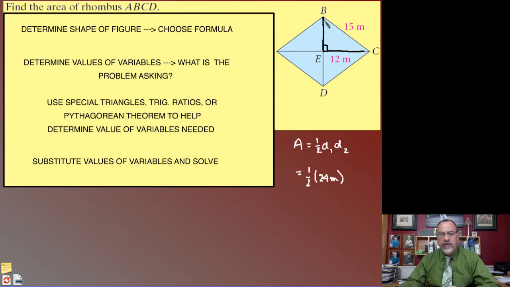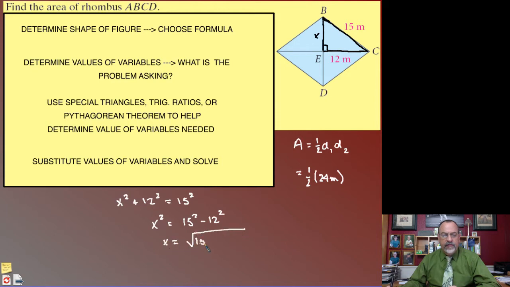Well, I can use this right triangle, and I know that Pythagorean theorem will help me figure out the length. So if I call this x for right now, I can use Pythagorean theorem to figure out what that is. So x squared plus 12 squared is going to equal my hypotenuse squared of 15. So x squared is going to be 15 squared minus 12 squared. And so x is going to be the square root of 15 squared minus 12 squared.